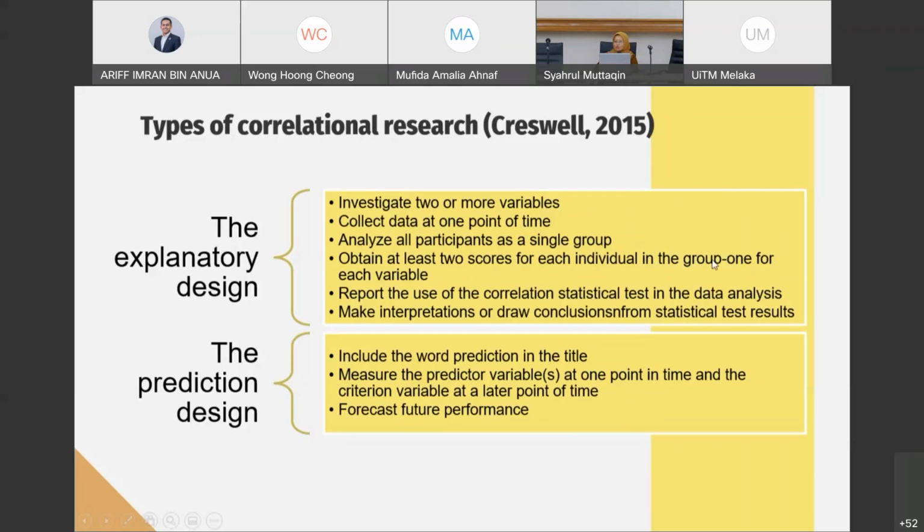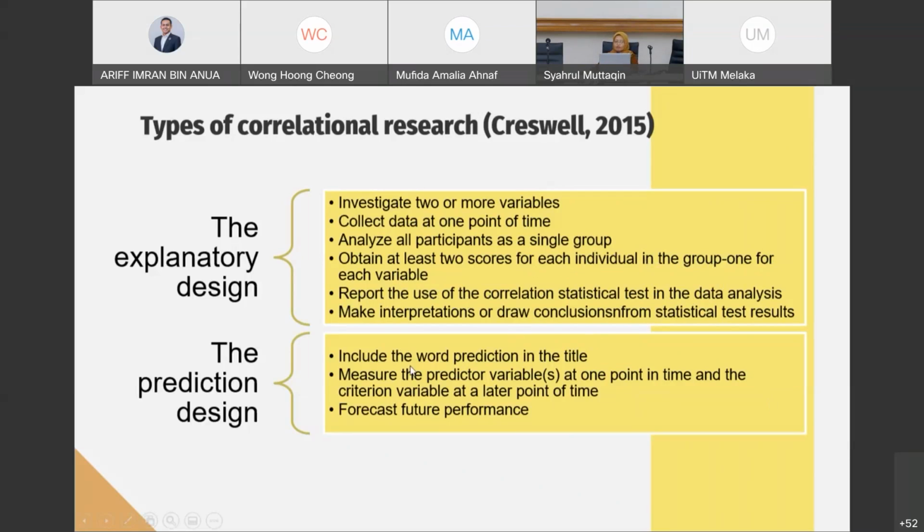One in the group, one for each variable. And then it reports the use of correlation statistical tests in the data analysis. And then it also makes interpretation and also draws conclusions from the statistical test results.